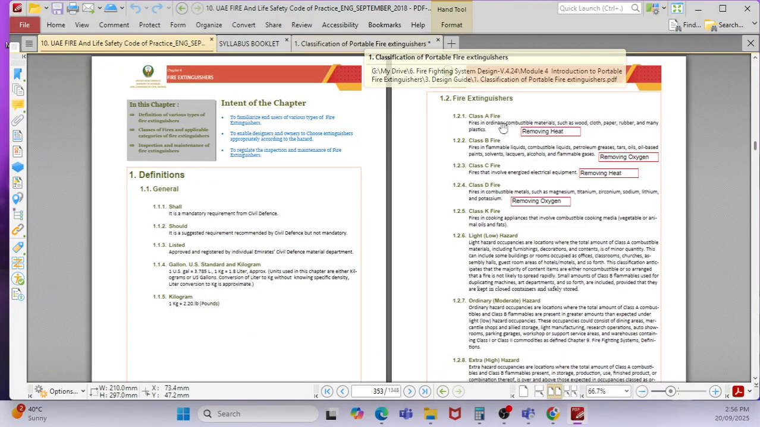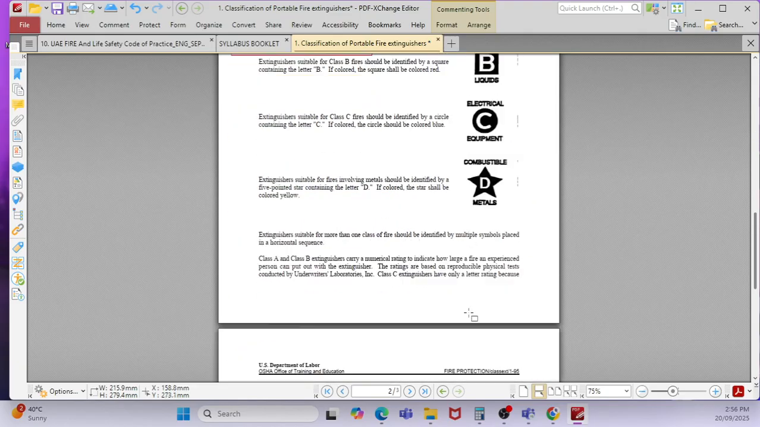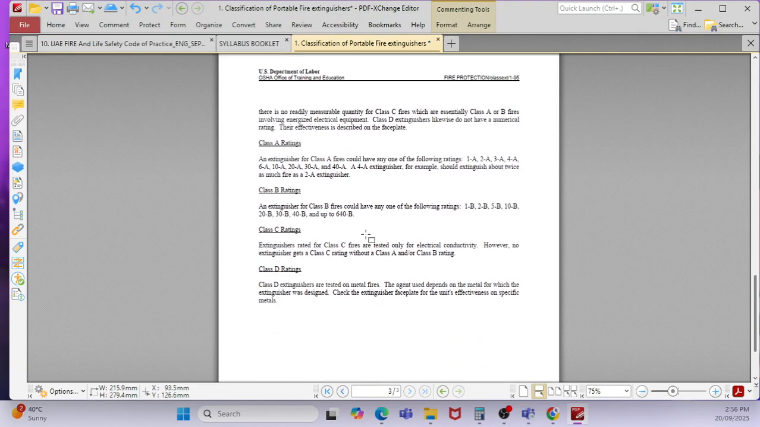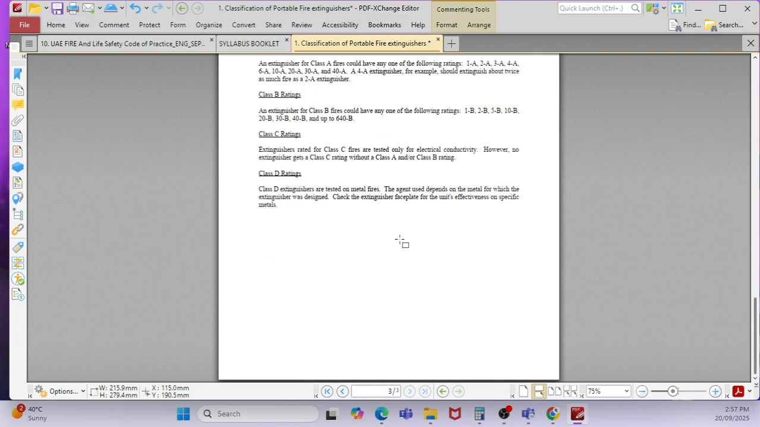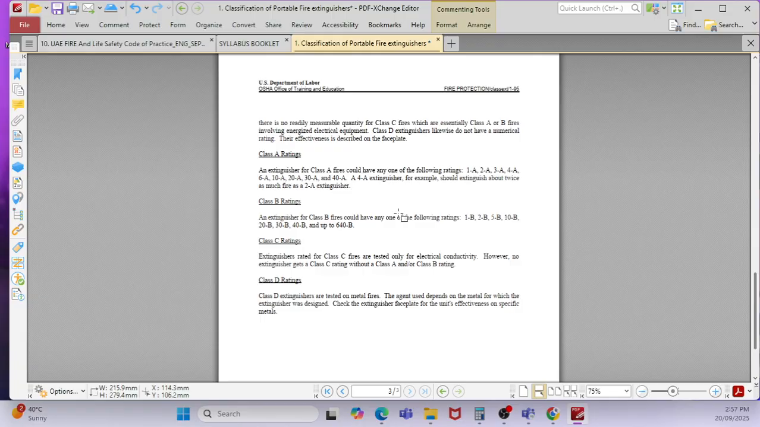And say for example you have flammable liquids, like a generator room, or where you are storing oils, combustible liquids, petroleum gases. Then you will use class B fire extinguisher. That classification is given here. Also you can see the class A rating. You might have seen 1A, 2A, 3A, 4A when you select the fire extinguisher. This depends upon the amount of area, and that detail we can see.